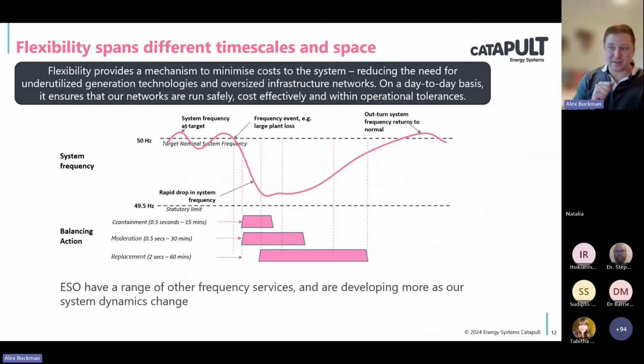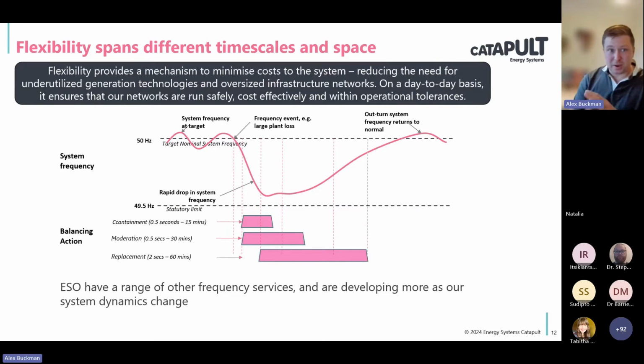And so what the energy system operator does is procure various services from various different flexibility assets to come onto the system at quite short notice and last for varying amounts of time to provide different services. The really fast acting stuff is trying to contain the problem, to reduce its impact. Then you've got moderation, and then you've got replacement, where you start to build that back up to the normal target frequency. This is happening all the time, these balancing actions are being taken all the time, and it's really important to do this reliably.